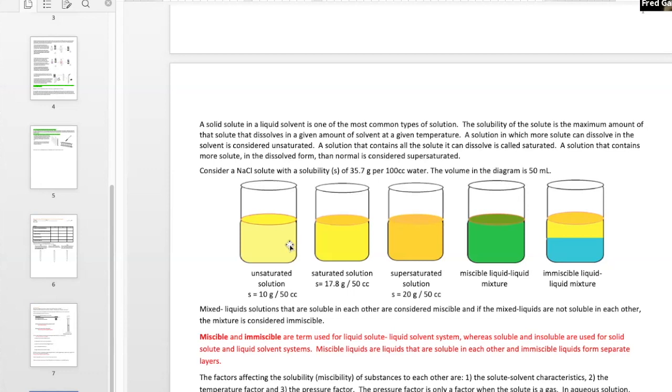Now, let's say that we don't have a solid, we have a liquid, like alcohol. We take a little bit of alcohol and mix it with water. Well, alcohol will mix with water. So when a liquid is going into a liquid, we call it miscible, okay?